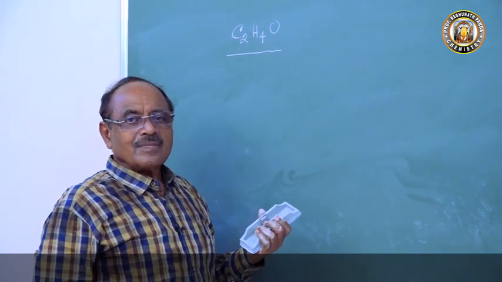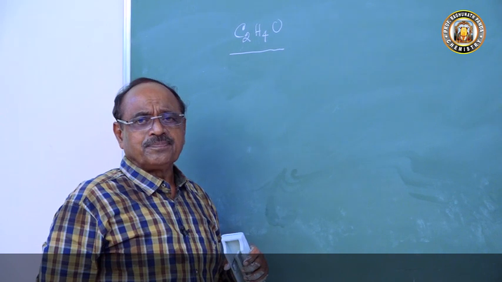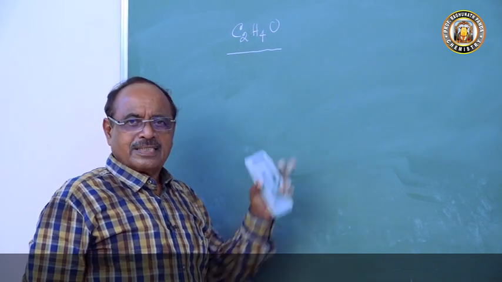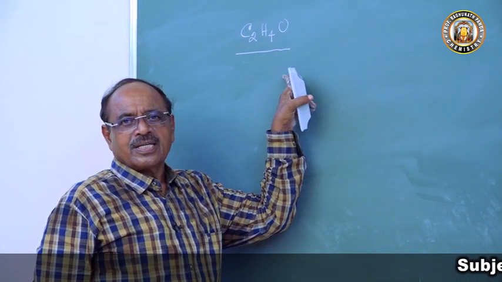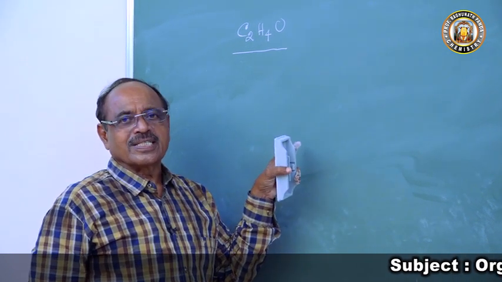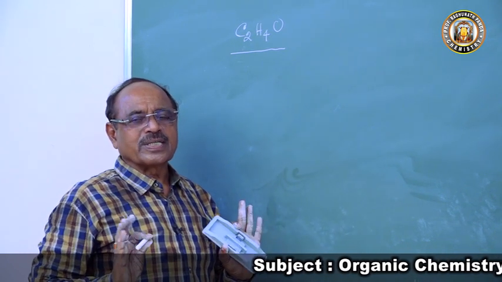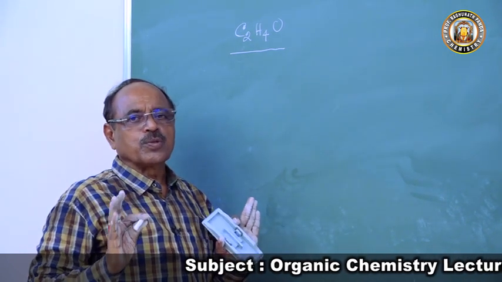C4H4O. Write the possible isomers and classify them. Question comes. This is a 12th class question and can also be an 11th class question. So a student of 11th class and 12th class should clear this. So C2H4O. What is this?